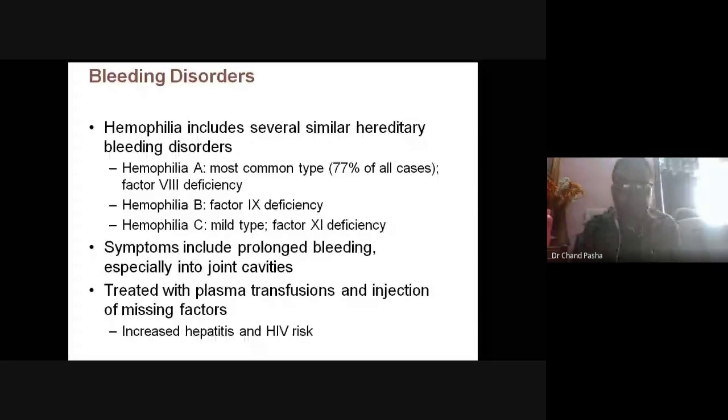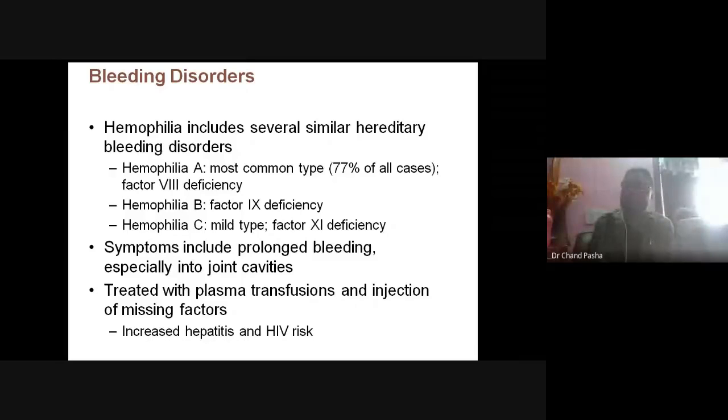Hemophilia A is due to factor 8 deficiency. It is factor 8 deficiency, and it is common, about 77 percent of hemophilia people. Hemophilia B is because of the deficiency of factor 9. Hemophilia C is because of factor 11 deficiency.